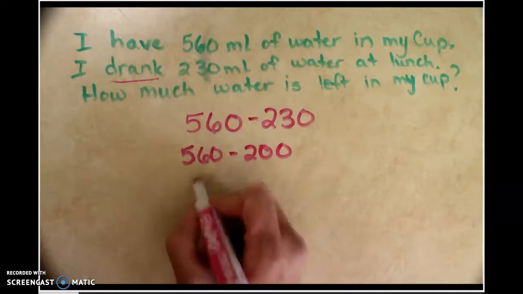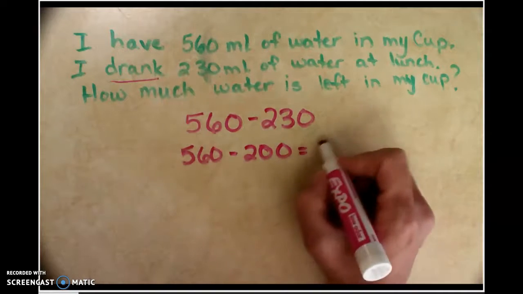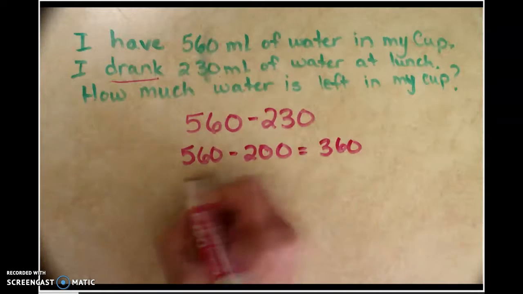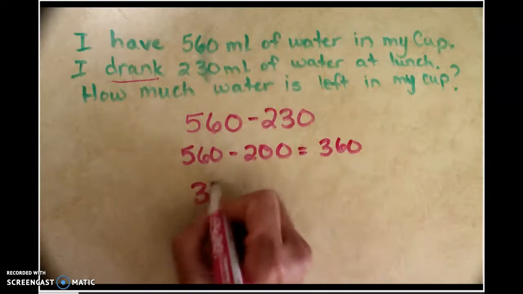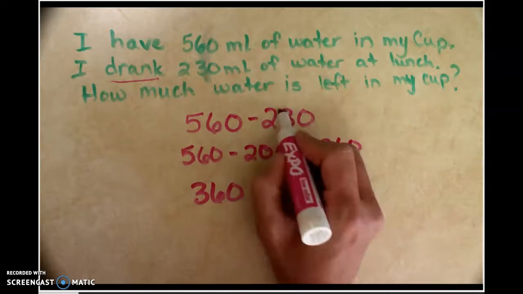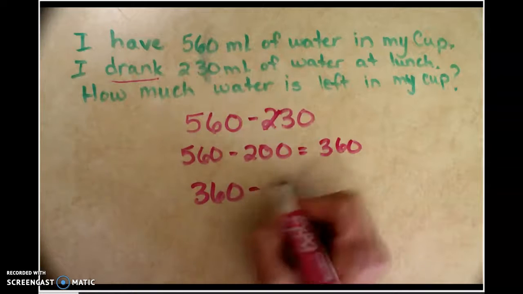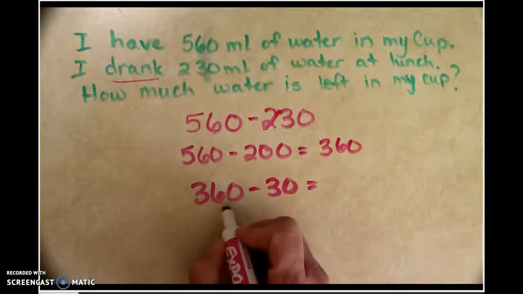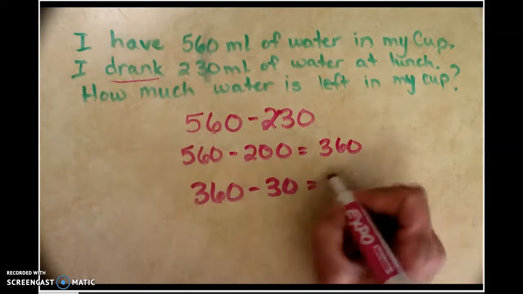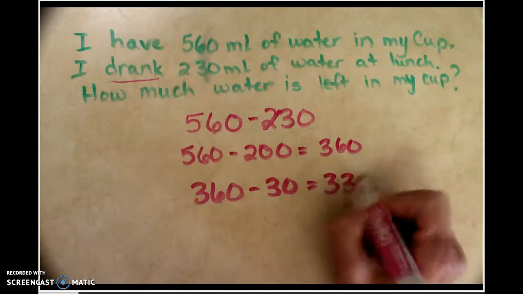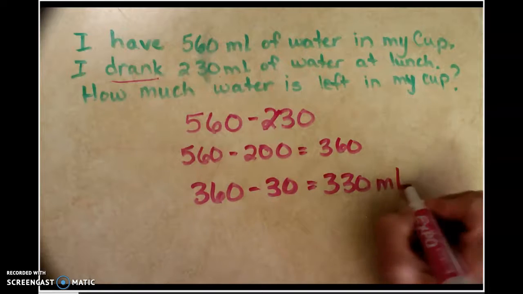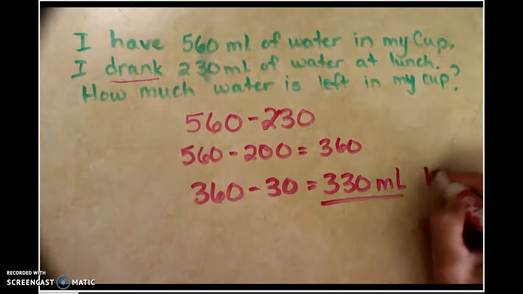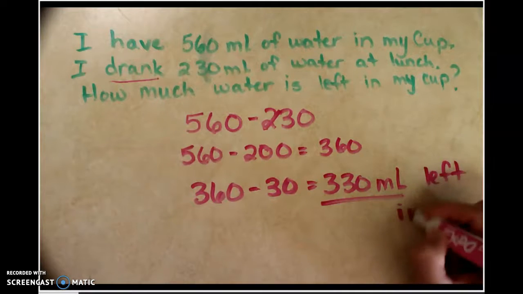I'm going to subtract the hundreds first, and that will give me 360. Okay, so I'm going to bring my 360 down here. Now I subtracted the 200. All I need left is to subtract the 30. So 360 minus 30 is 330 milliliters. I have 330 milliliters left in my cup.